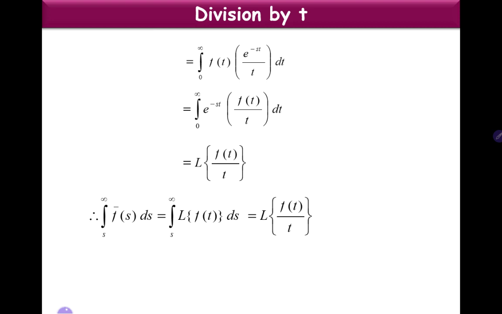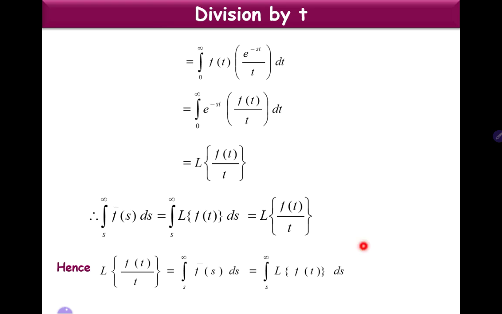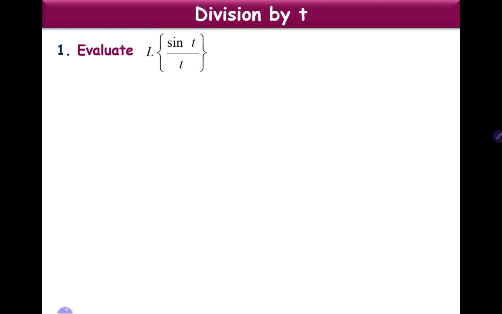So, to conclude, we can write L of f of t by t is equal to integral s to infinity L of f of t ds. So, to find the Laplace transform of f of t by t, it is enough if we find the Laplace transform of f of t and integrate that Laplace transform with respect to s within the limits s to infinity. Okay. So, now let us apply this property to evaluate the Laplace transform of some functions.